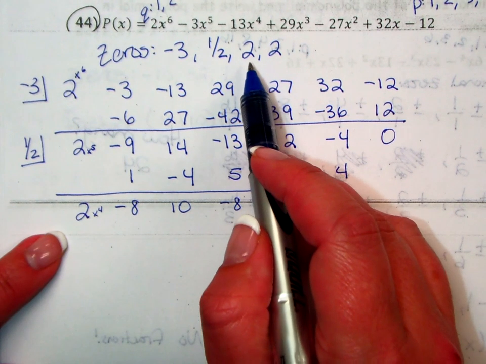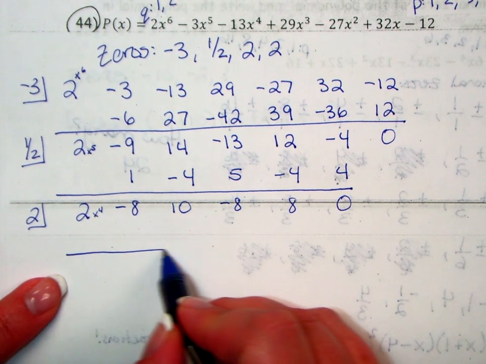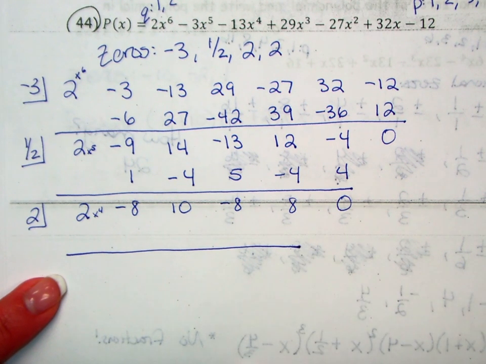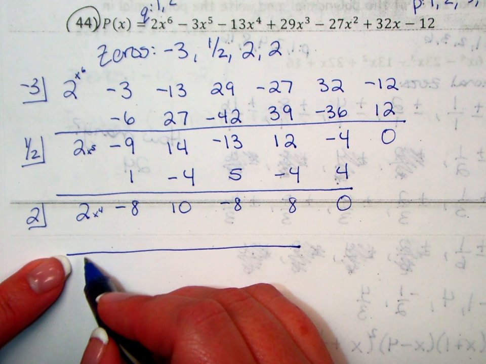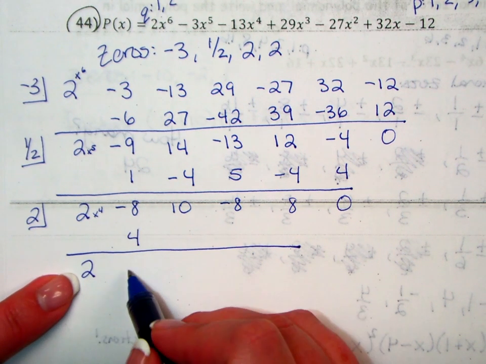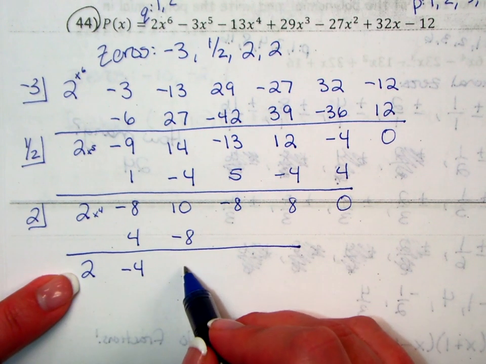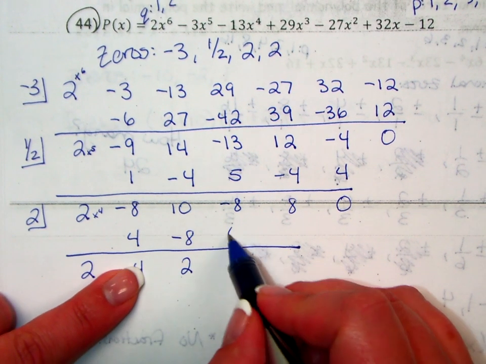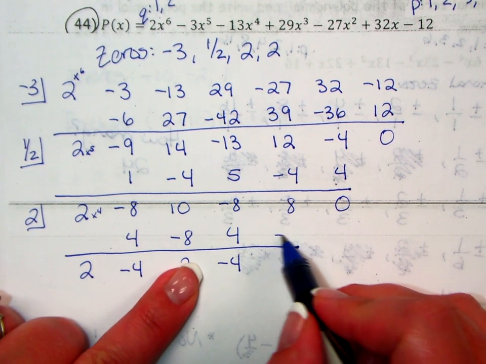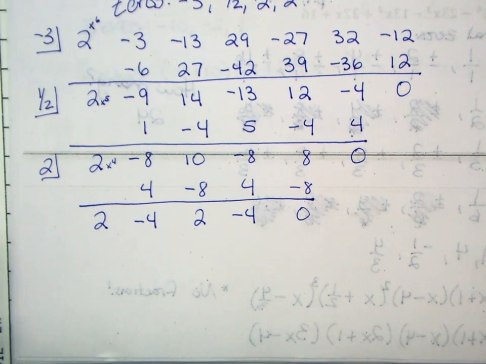Okay, let's keep going. Let's divide out both 2's here. So I'm going to divide into the quotient only. I'm going to stop shy and not divide into that remainder. The first step, add down. 2 times 2 is 4. Add down. 2 times negative 4 is negative 8. Add down. 2 times 2 is 4. Add down. 2 times negative 4 is negative 8. Add down. Okay, another 0 remainder. We're still going good, right?